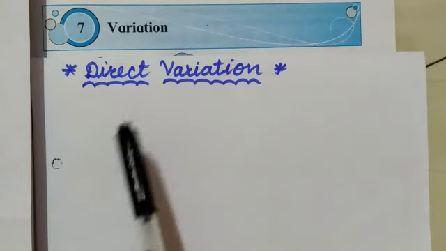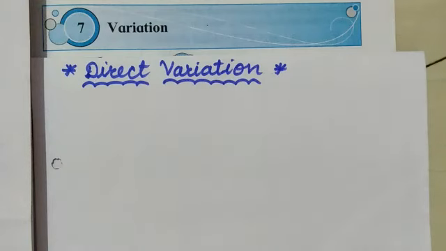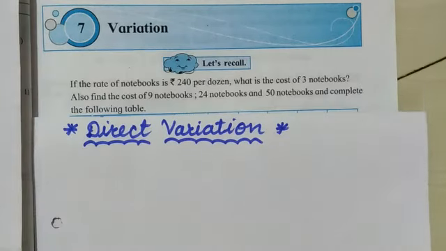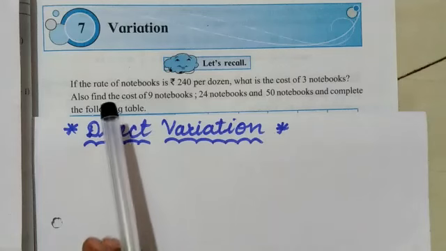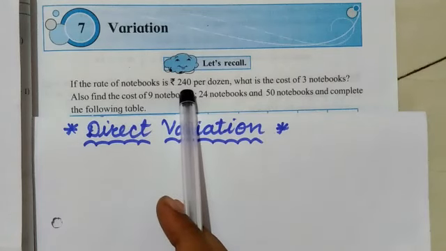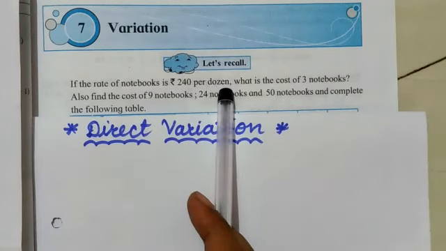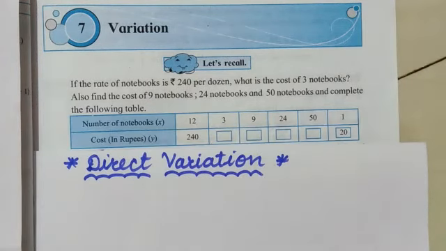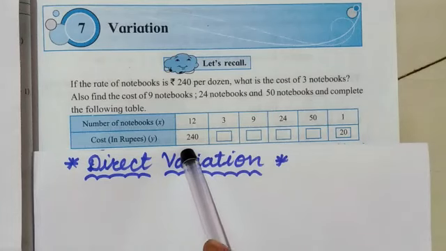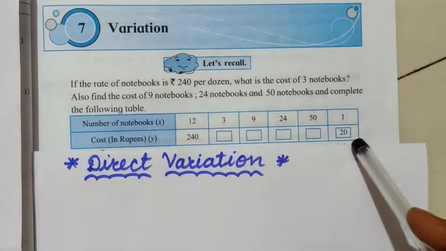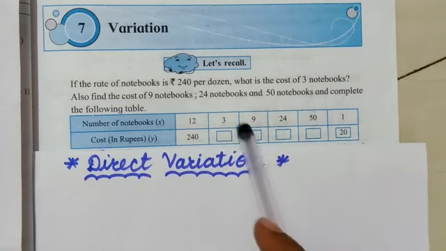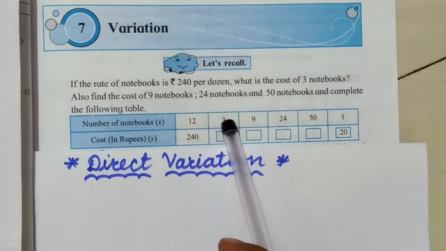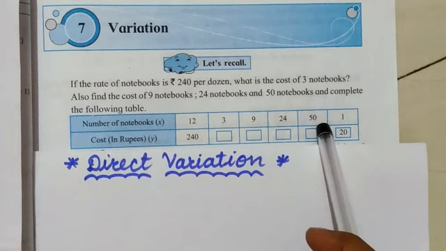At first, we are going to see the direct variation. For that, we have to take one example. If the rate of notebooks is 240 rupees per dozen, it means the price of 12 notebooks is 240 rupees. In the below chart, 12 books price is 240 rupees and one notebook's price is 20 rupees, and they have asked the cost of 3 notebooks, 9 notebooks, 24 and 50 notebooks.